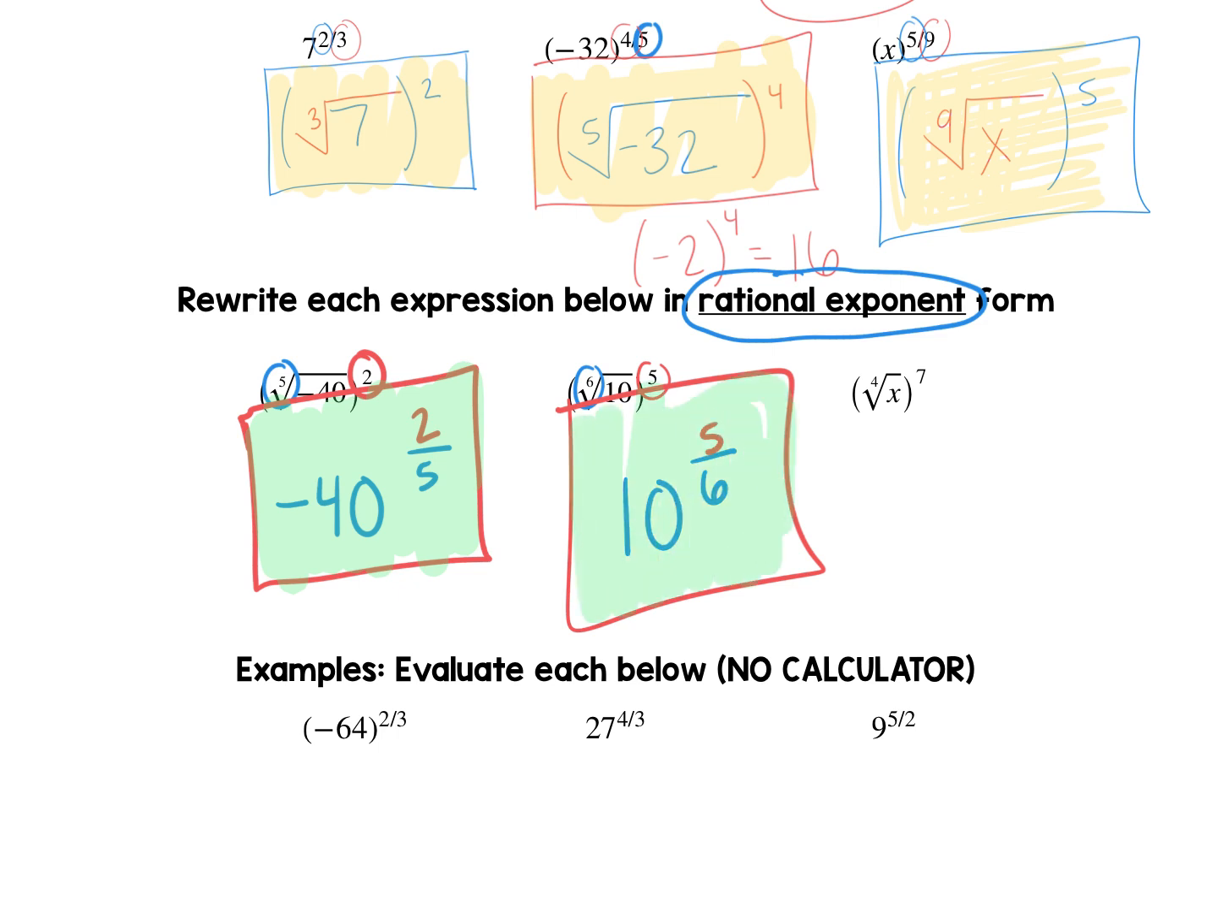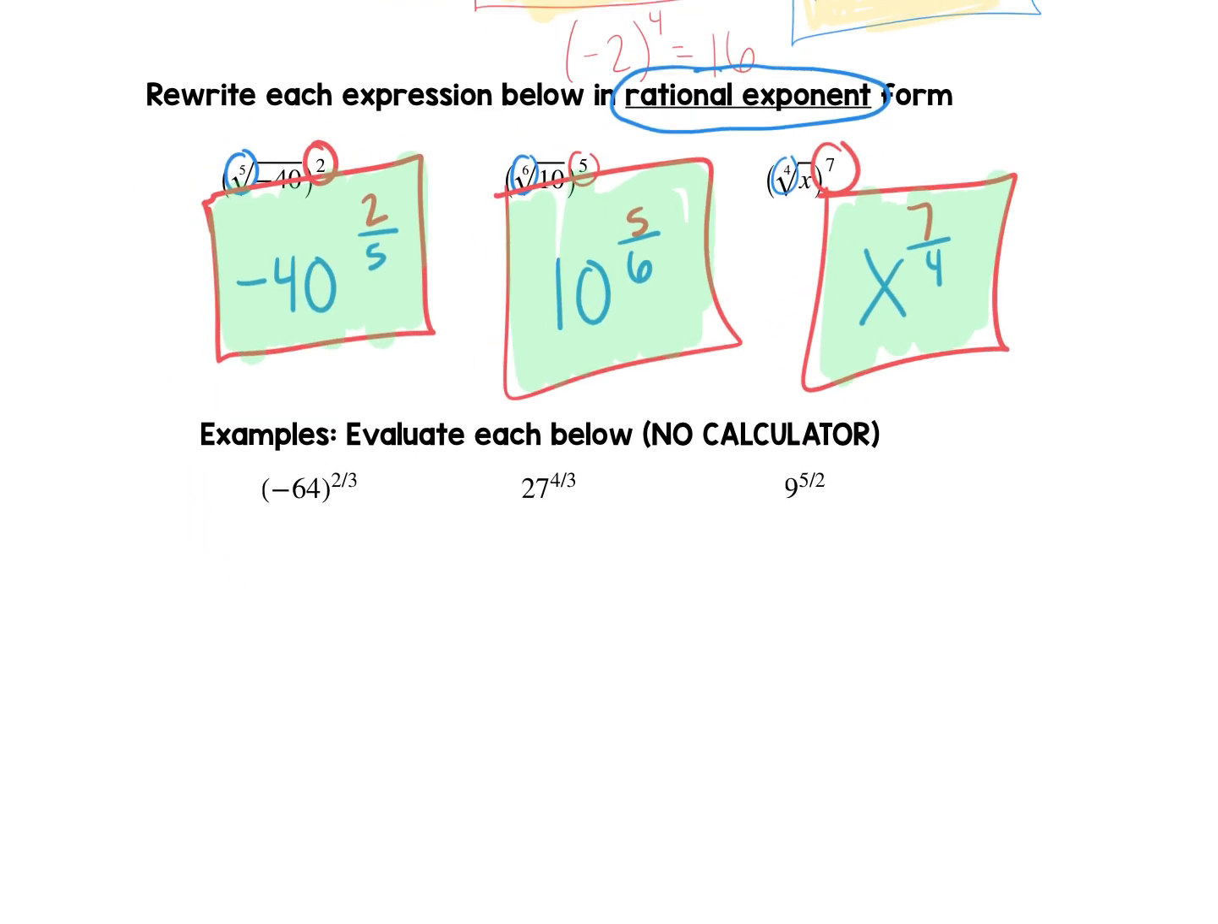Then this one is the 4th root. Hold on one second. The base here is x, so that's gonna stay x. This is the 4th root, so the bottom of the fraction is 4, and then the power goes on the top. So that's 7. So that's your answer there. Those are all rational exponents. Rational, again, means it can be written as a fraction. So typically it already is a fraction.